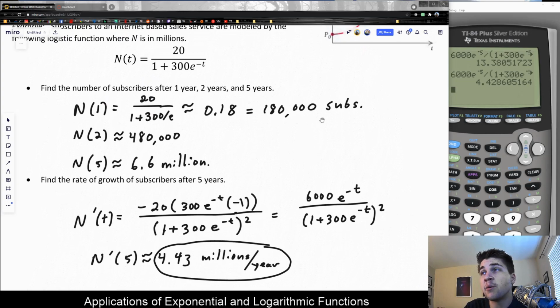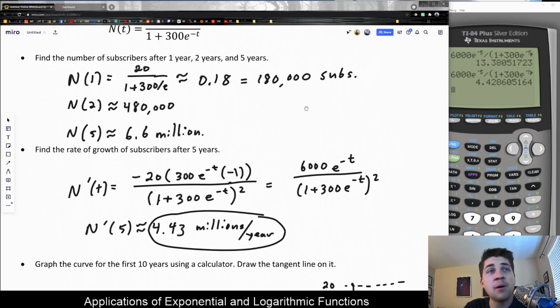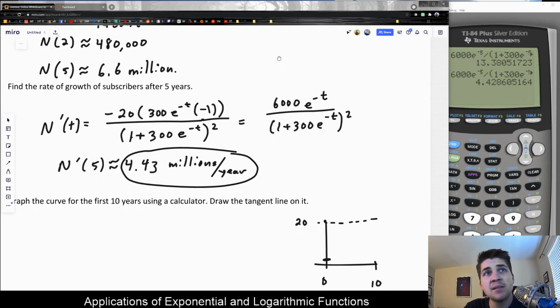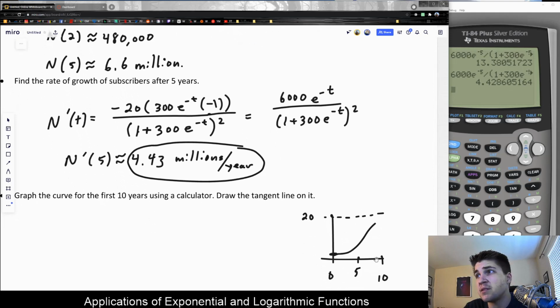We didn't figure out what that was, but it would be in the ballpark of 100,000 subs, which is very small compared to 20 million. And it's going to have that logistic curve to it. We do know one data point: after 5 years it was roughly 6 million, about a third of the way up at that point in time, but we should have a shape sort of like that.